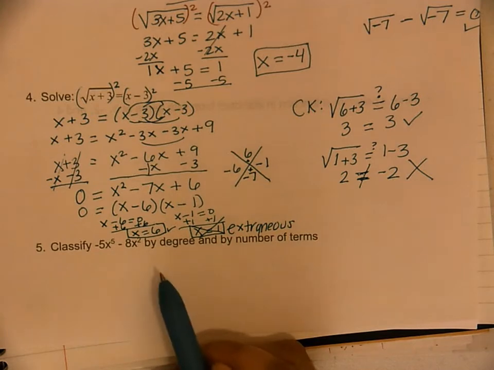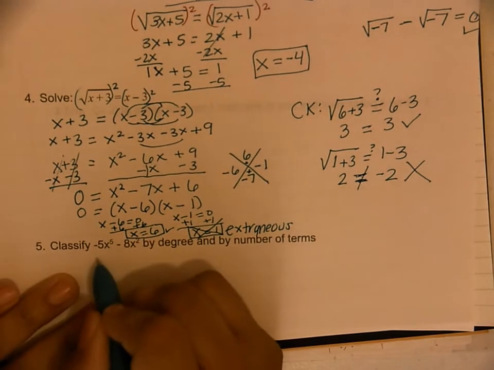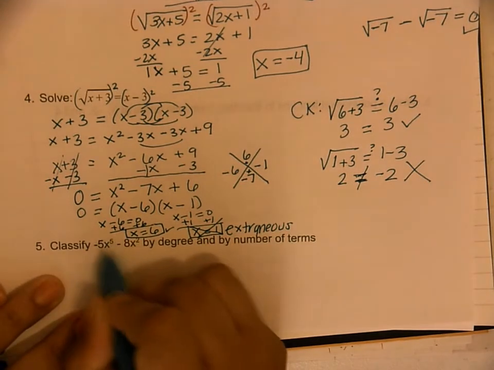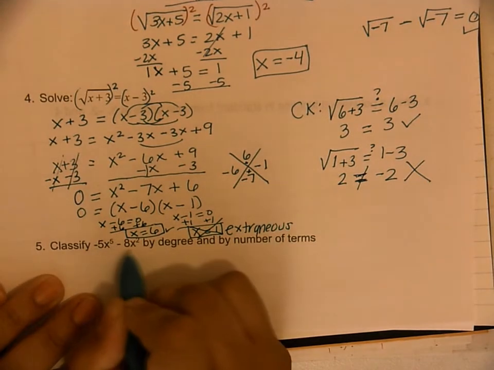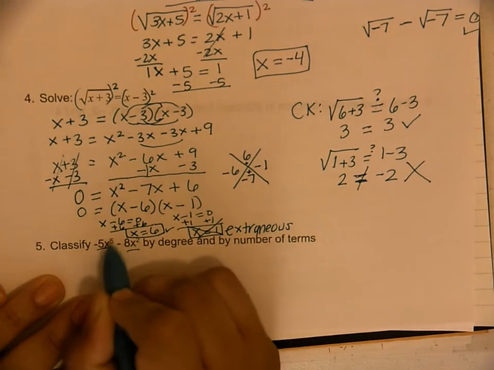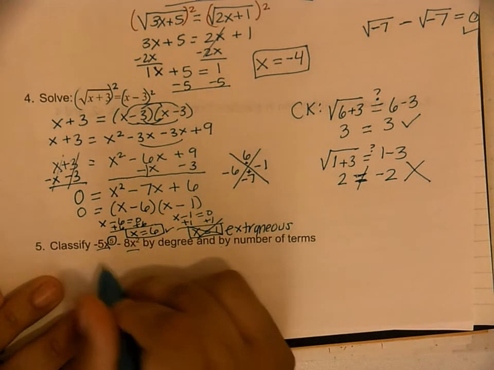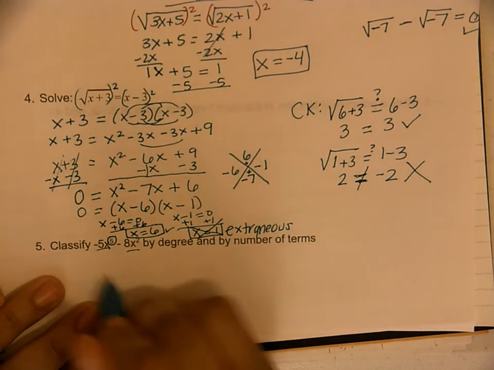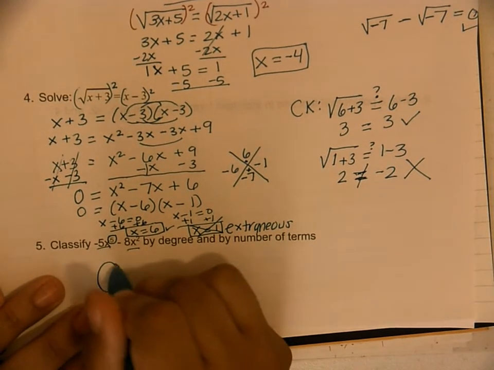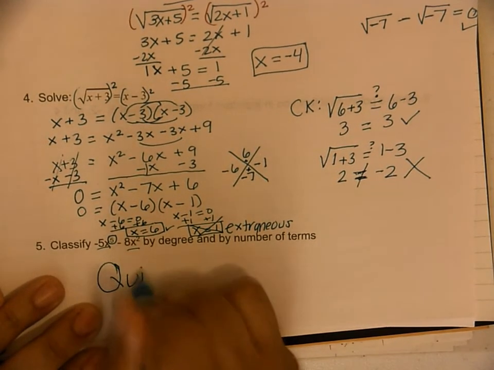Number 5, we are classifying this by degree and number of terms. So we need to start by figuring out how many terms there are. I see 2 terms. You also want to look at the degree. The exponent there is a 5, the highest one, right? That's what degree means. And so the word that we use for 5 being the highest power is quintic.